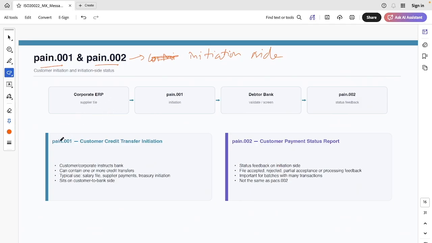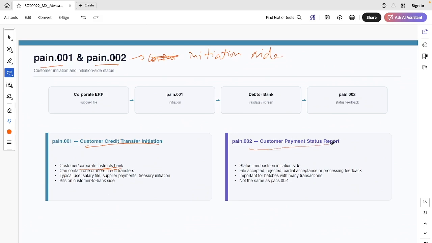Pain.001 is customer credit transfer initiation. In simple language, the customer or corporate is telling the bank or instructing the bank, please make this payment. It may contain one transaction or many transactions. Common examples include your salary payments, supply payments, vendor payments, and treasury payments. The bank receives the instructions and performs the validations such as format check, mandatory field checks, account validation, limits, sanction screening, and business rule validation depending on the process.